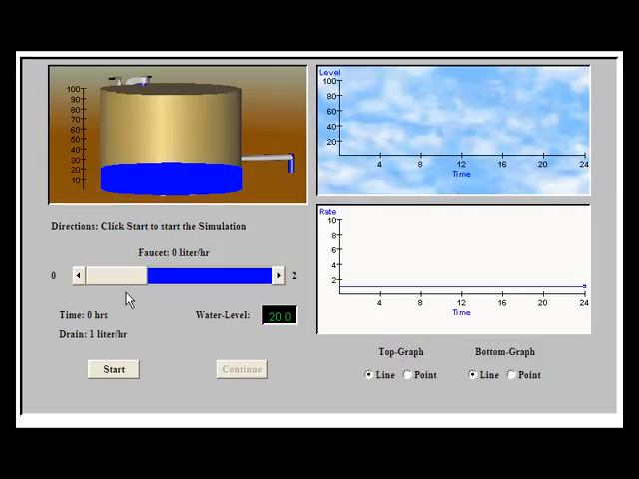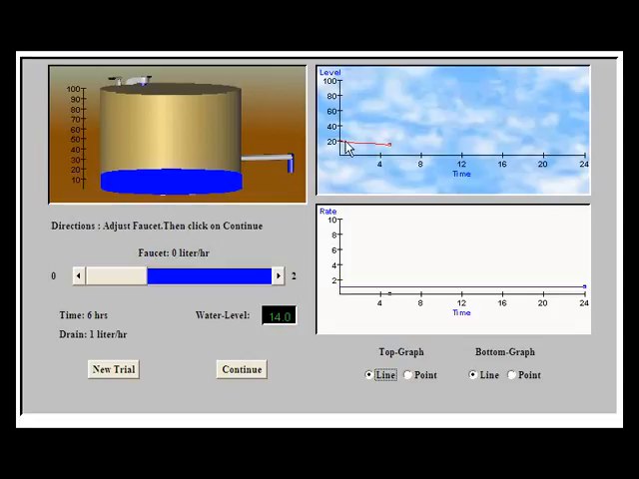If we go over here to the left, we see that we have a way to control input. And when I start this, initially the water will drain out of the tank for 6 hours. So from 0 to 6 hours it will drain at 1 liter per hour, as stated here under the cursor. Let me go ahead and just start this. Notice water level is now dropping to 14. We're on hour 6. Let's take a look at the graph.